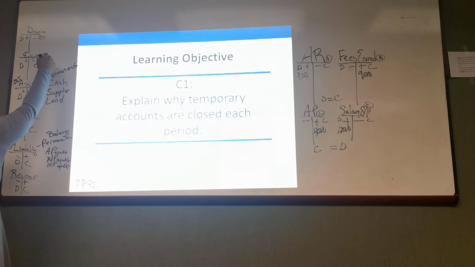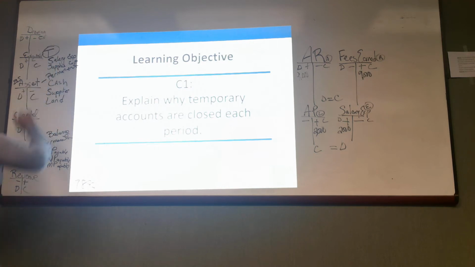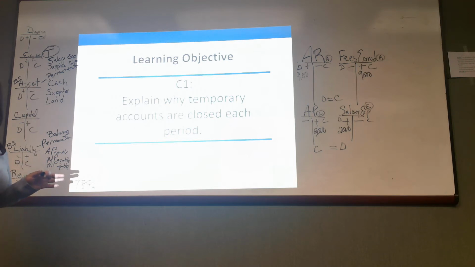So if I have salary expense, or if I have supplies expense, these are temporary accounts, and I need to start that account from zero each year so that I can only show the transactions that happened during that year. We don't typically close out these accounts on a monthly basis, but you do still have those same transactions.